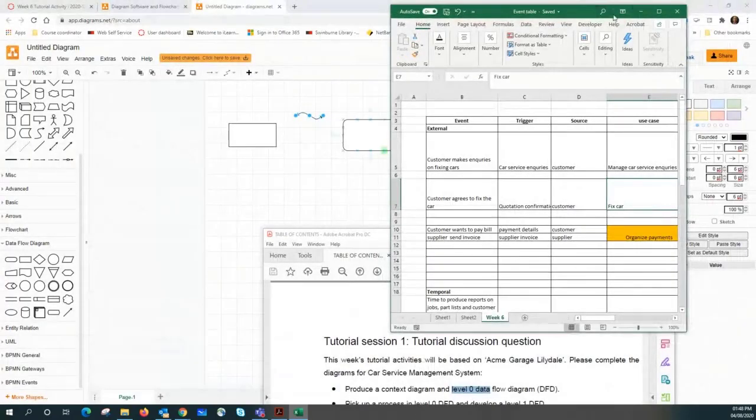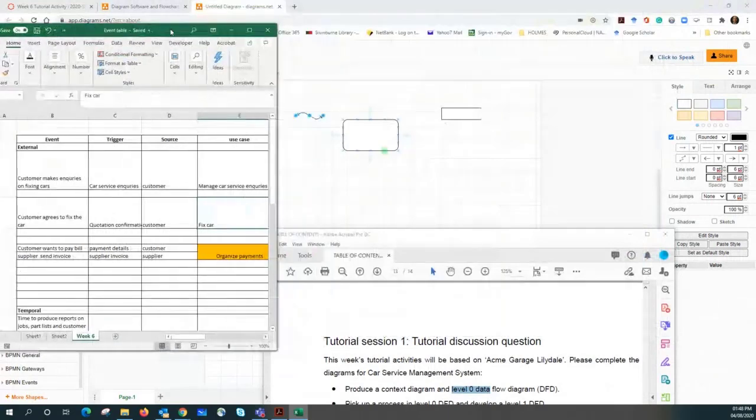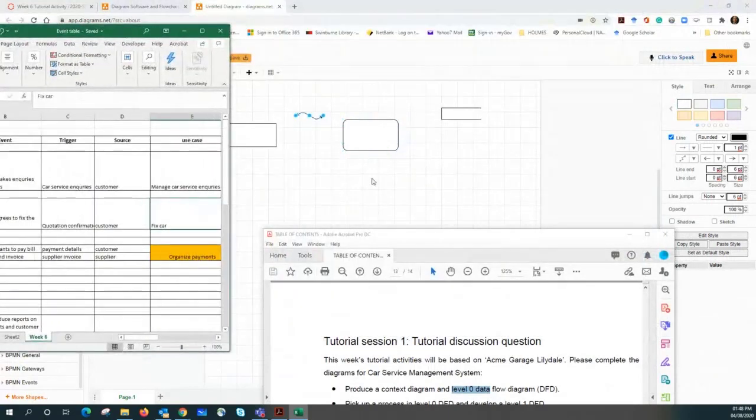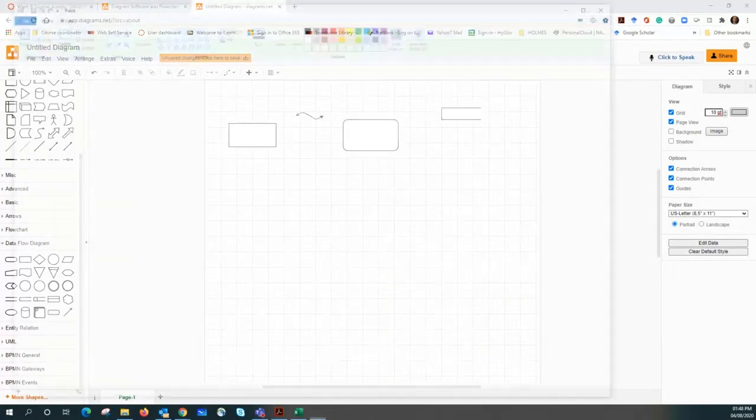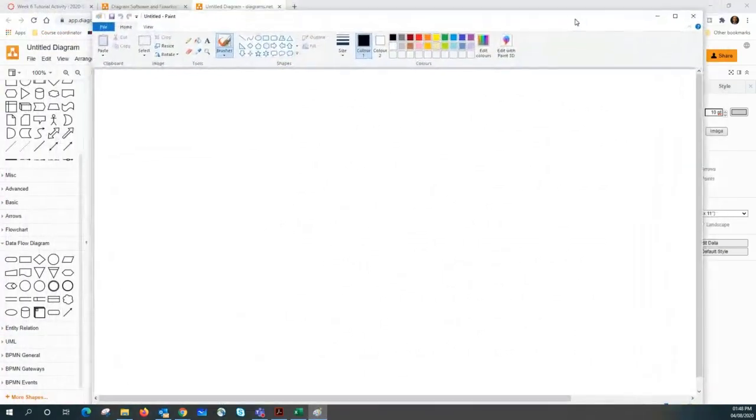Okay, so what I will do is it will take time for me to use this, so for the time being I'll use some other program like Windows Paint. So please make sure you use this. I use something else because I need to do it, so I'll do a sketch diagram using Windows Paint.